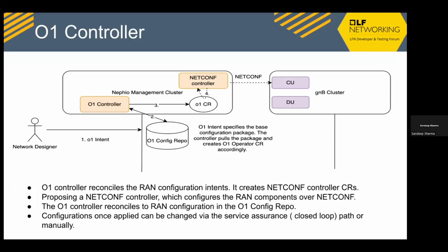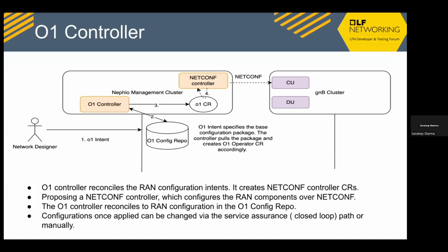So that is the flow at a high level, and the netconf controller will keep reconciling to the O1 intent that is specified. It is a proposal which says there is a separate netconf controller and a separate O1 controller. We could have a single O1 controller with the capability to talk netconf in the southbound, but that would be RAN specific or O1 specific. Just a thought: if we have a netconf-specific controller, it can be used for other domains as well. It's a reusable kind of controller.